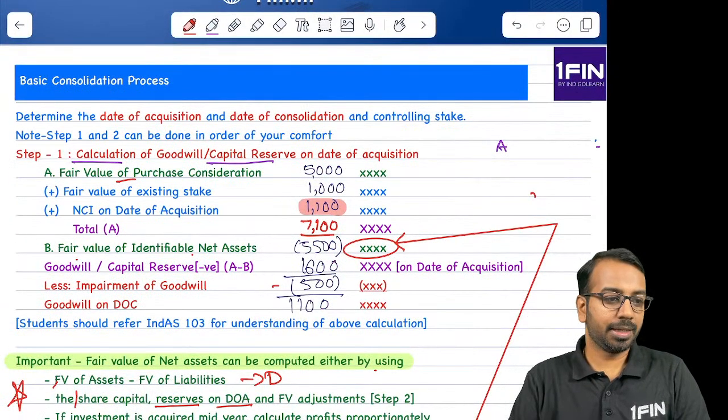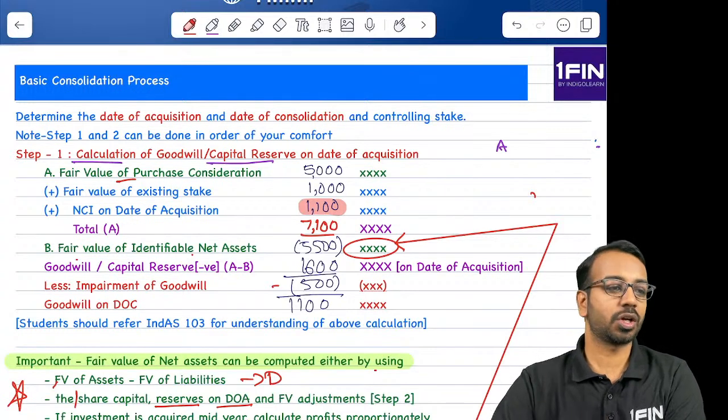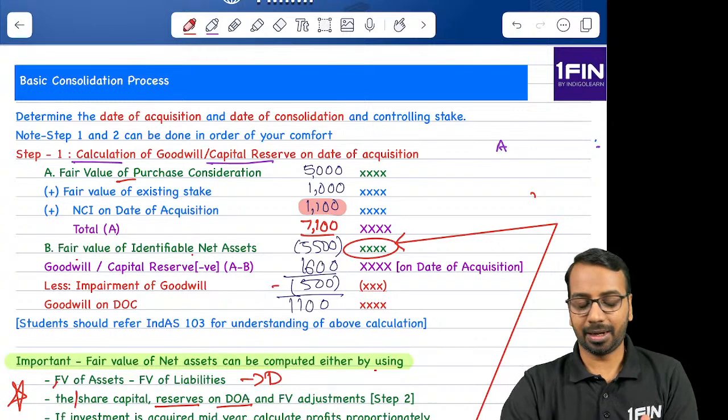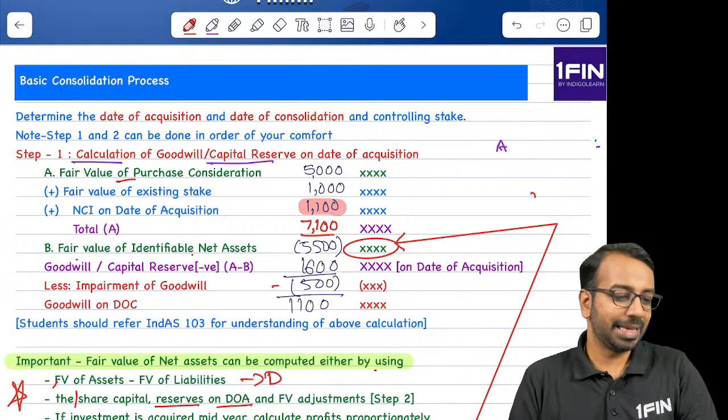Good morning everyone. So today we'll quickly revise Ind AS 110, that is consolidated financial statements, and we'll take up some good questions so that you are thoroughly prepared for the examination.